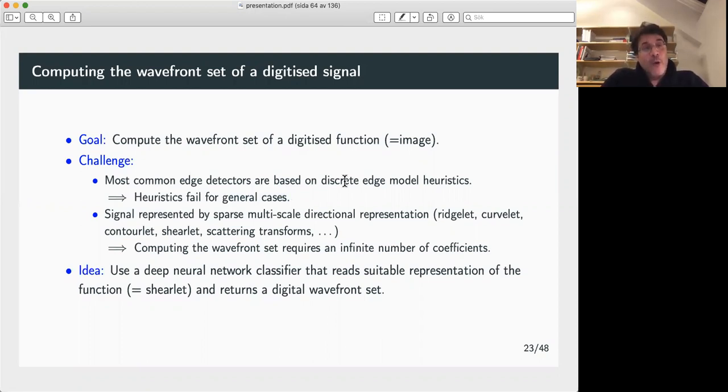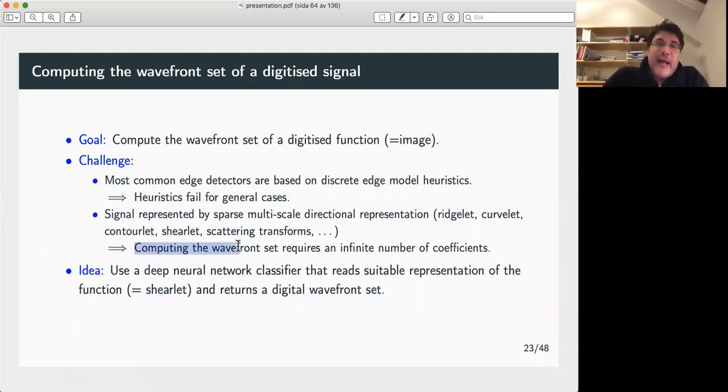So then you might look at computational harmonic analysis. There's a rich theory about certain multi-scale directional representations: ridgelets, curvelets, contourlets, and so on. They are not only about edges, but also about textures, but they typically contain this directional information.